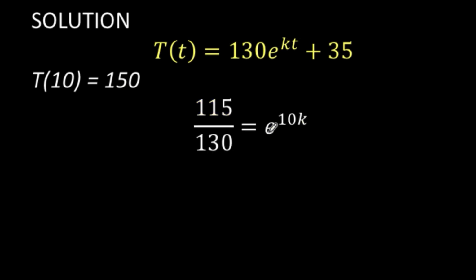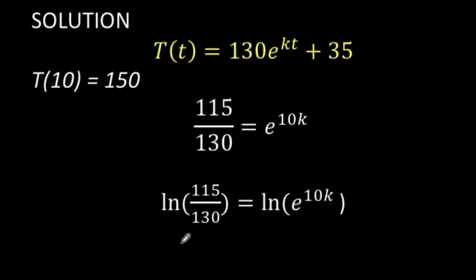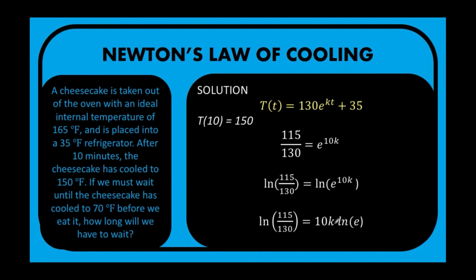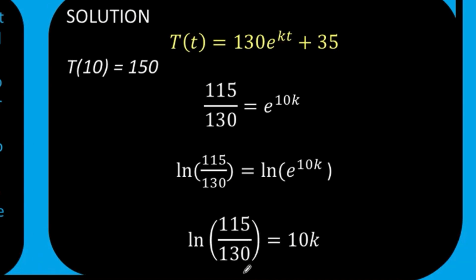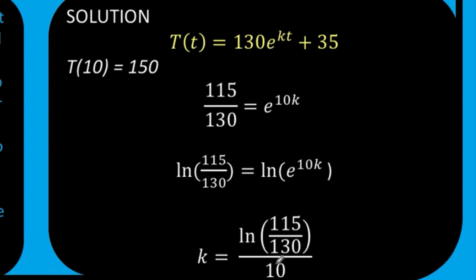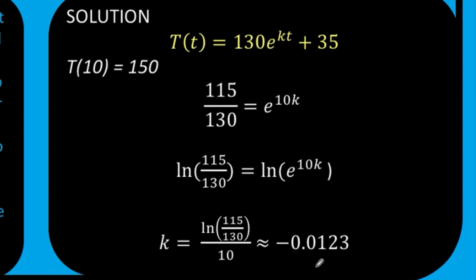And then let's take the natural logarithms of both sides to get now this line. ln of the left side is equal to ln of the right side. Applying now the power rule of logarithms, you can now place this exponent 10k as the coefficient of ln of e, and then since ln of e is equal to 1, we now arrive at ln of 115 over 130 is equal to 10k. And then dividing both sides by 10 and applying the symmetric property of equality, we now arrive at k equals negative 0.0123. This is now our value of k that we can substitute to the formula.